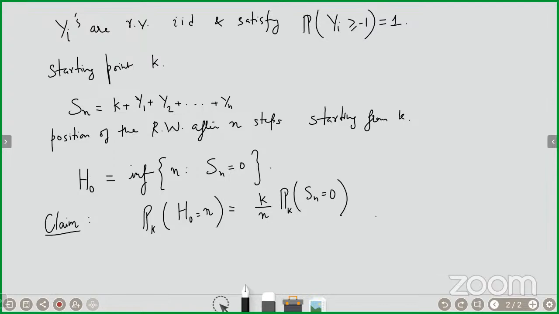So this event is just that S_n is zero for some n. It's not telling you whether it is the first time, the second time, the third time. The left hand side is asking for this happening for the first time. So given this information, what is the likelihood that this is the first time? And that is connected by this k over n.